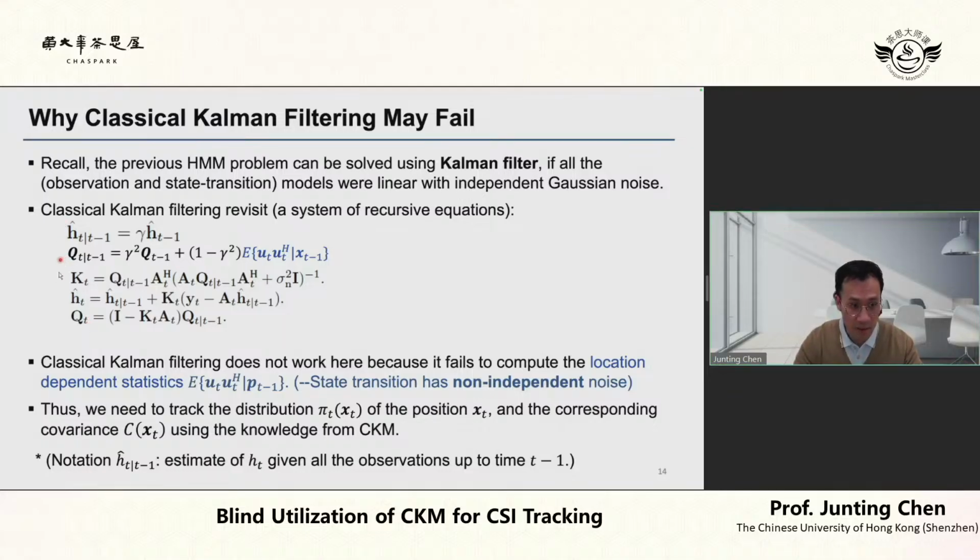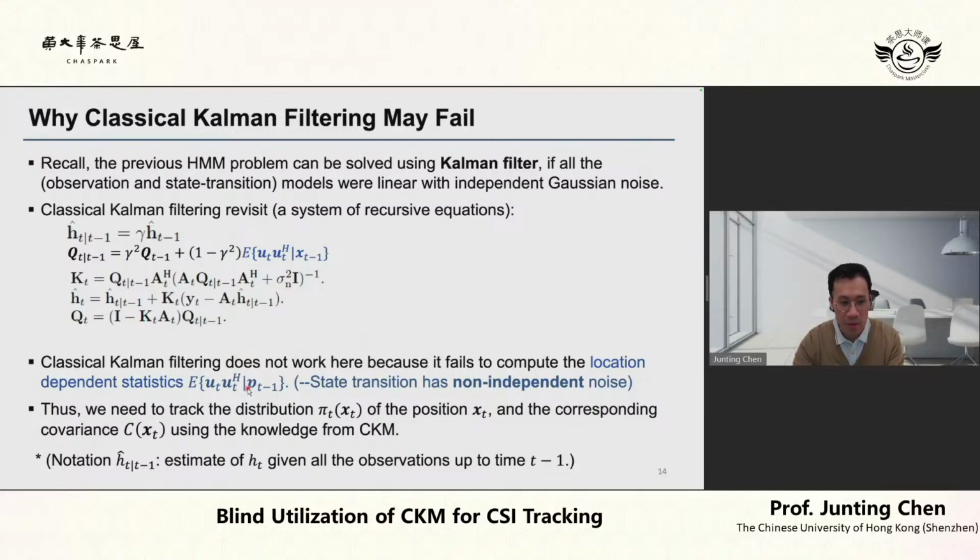So this is the classical approach of Kalman filtering, where we would simply use the identity matrix to approximate the perturbations. So this explains why classical Kalman filtering may not work in a general scenario where we have possibly line of sight and then non-line of sight, right? Because it does not have sufficient information to compute the location-dependent statistics without the CKM.